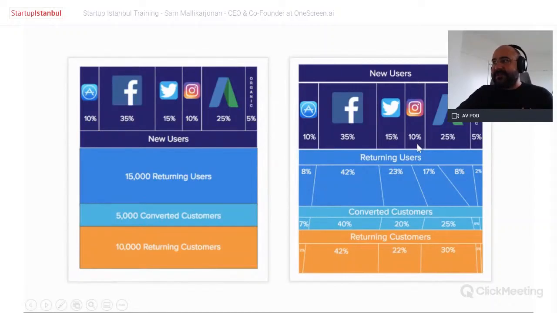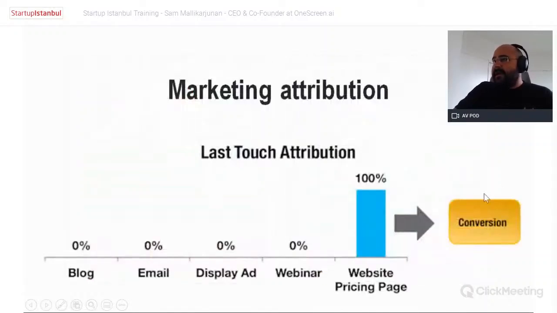The interesting one here for me is Instagram. So in this fake example, it might look like AdWords is doing better than Instagram, but AdWords, if you follow it down, is only accounting for 3% of returning customers, whereas Instagram is accounting for 30%. Yeah, Facebook definitely made this graphic. All right, so there's one more concept I want to share with you, which is marketing attribution.